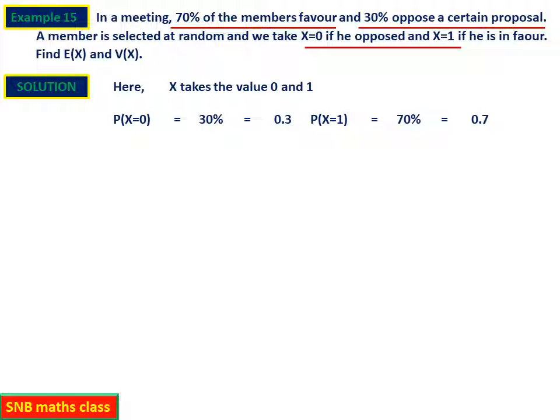So the probabilities are given, so we have to calculate the mean now. Therefore, now expectation x equal to, what is the formula? Sigma xi pi. So this will be equal to, the first random variable value is 0 into its corresponding probability 0.3, plus the second one is 1 into 0.7.